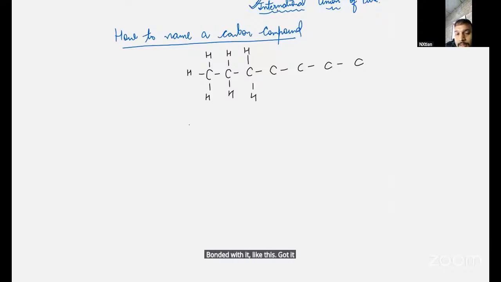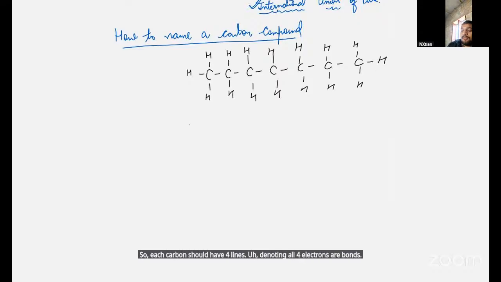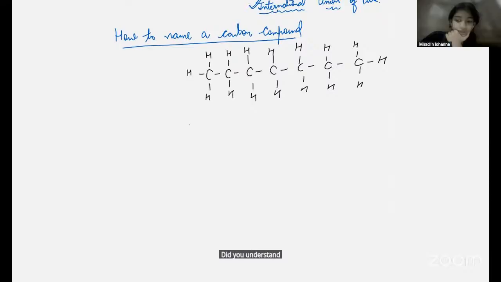Okay. In this also 2 is left, so I will write 2. So each carbon should have 4 lines, denoting all 4 electrons are bonded. Did you understand?